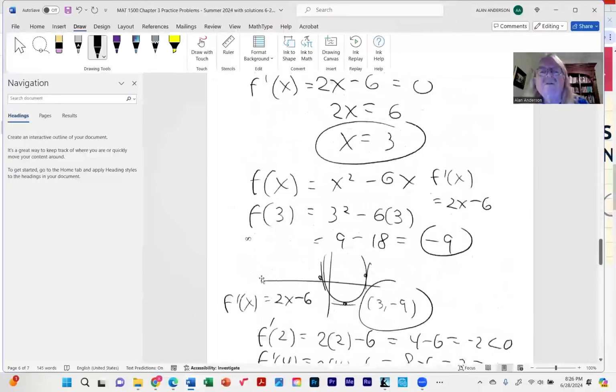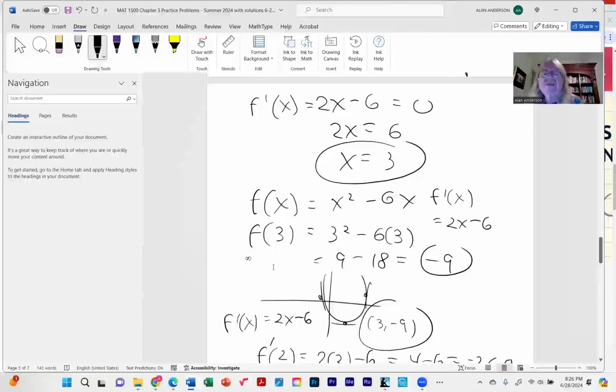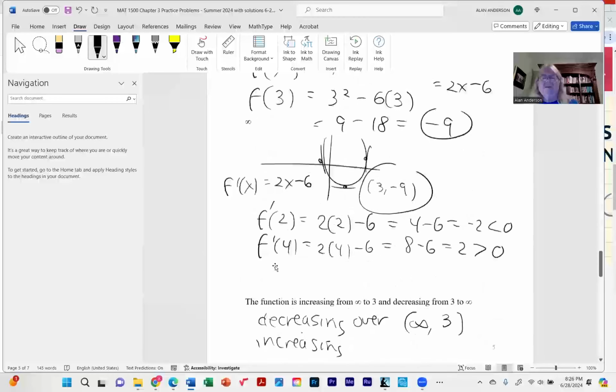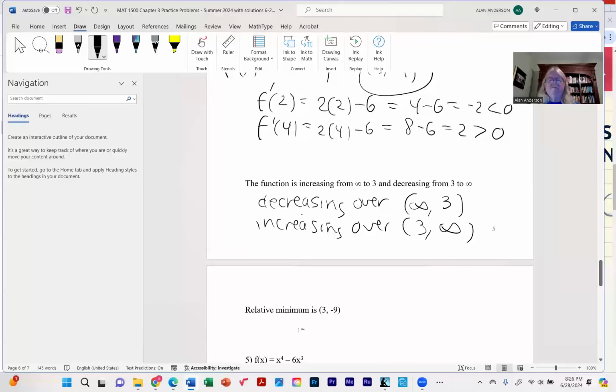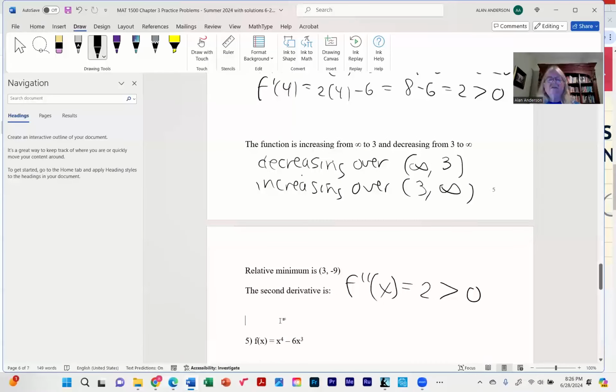What else do they want to know? Now, as far as concavity goes, let's take the second derivative. Actually, we did that a little bit earlier, and we discovered that the second derivative is a constant. So we already know how this works. Second derivative is positive, and so what this indicates is that the function is concave up over the entire domain and has no inflection points.